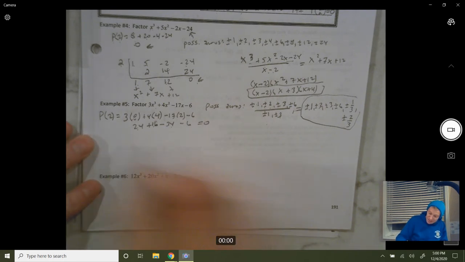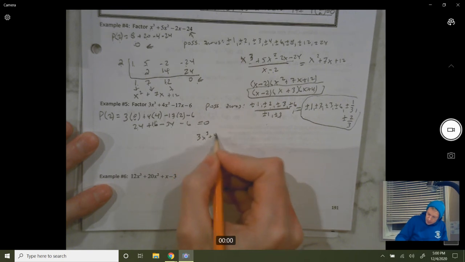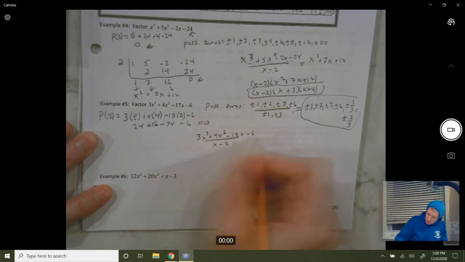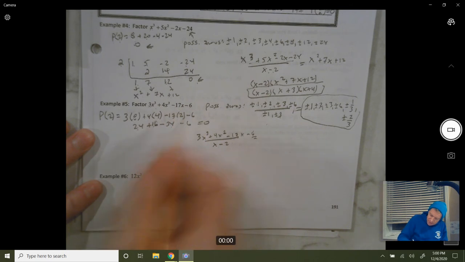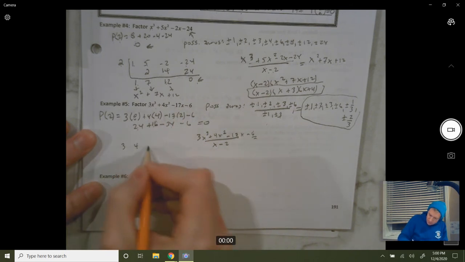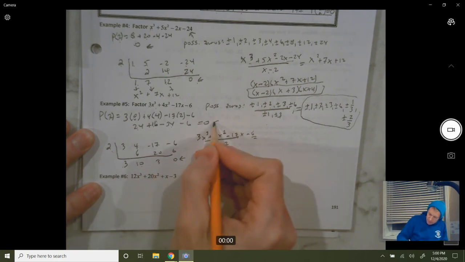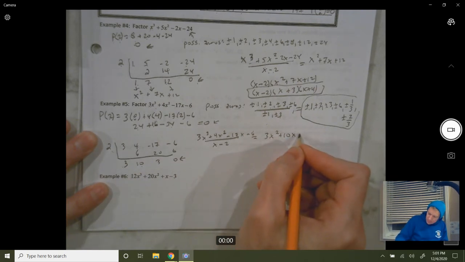Okay, so again, I'm going to divide 3x cubed plus 4x squared minus 17x minus 6 by x minus 2. Let's do synthetic division. So we've got 3, 4, negative 17, negative 6, and I'm going to divide by x minus 2, so I put positive 2 up there. Bring down the 3, multiply, add, multiply, add. This better match this, and it does. So this represents 3x squared plus 10x plus 3.